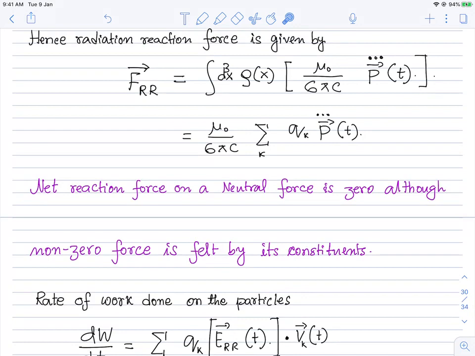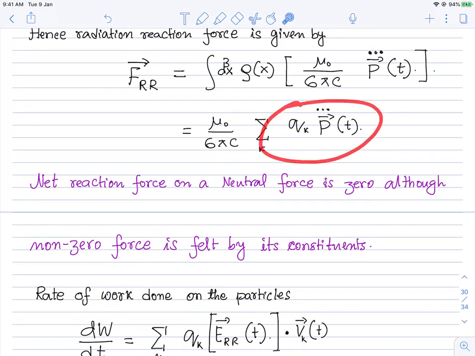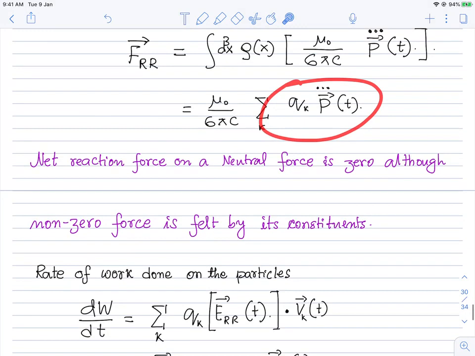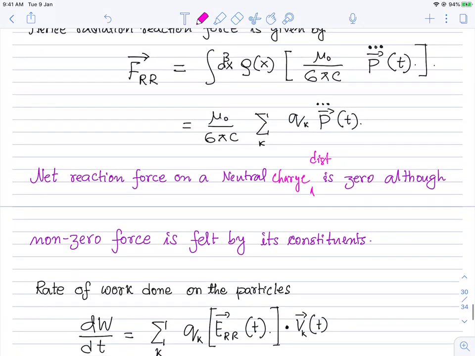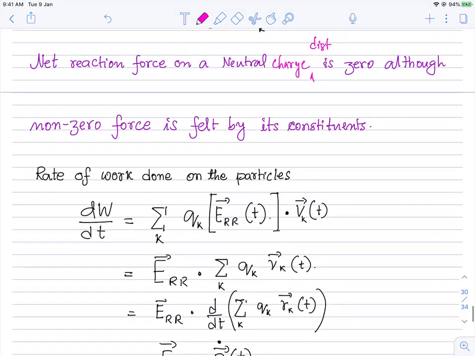Now, sorry, what I mean is, the net force on a neutral charge distribution is 0. This is a fact.